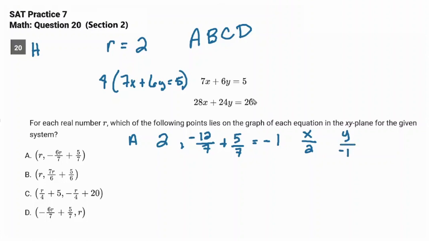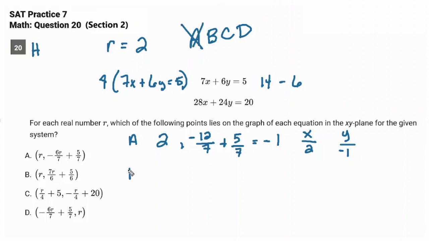So I'm just going to transfer it up here. It's going to be 7 times 2 is 14, plus 6 times negative 1, that's minus 6. I'm looking for 5. Do I get 5? I do not, so it's gone.